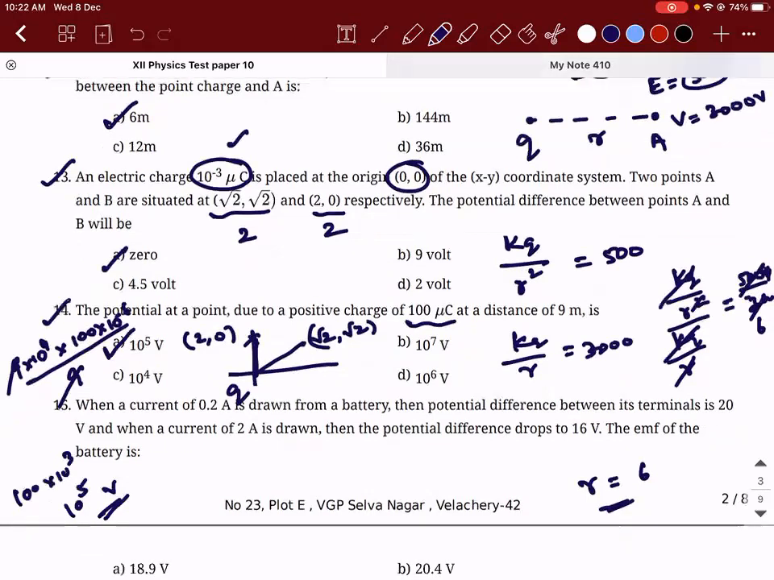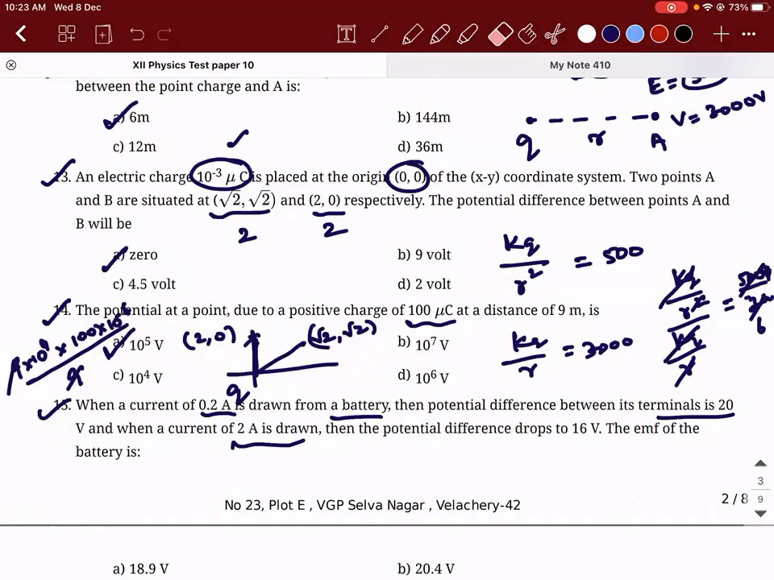Right. So how to do the 15th one, guys? When a current of 0.2 ampere is drawn from a battery, then the potential difference between its terminals is 20 volt. Whereas when a current of 2 ampere is drawn, the potential difference drops to 16 volt.